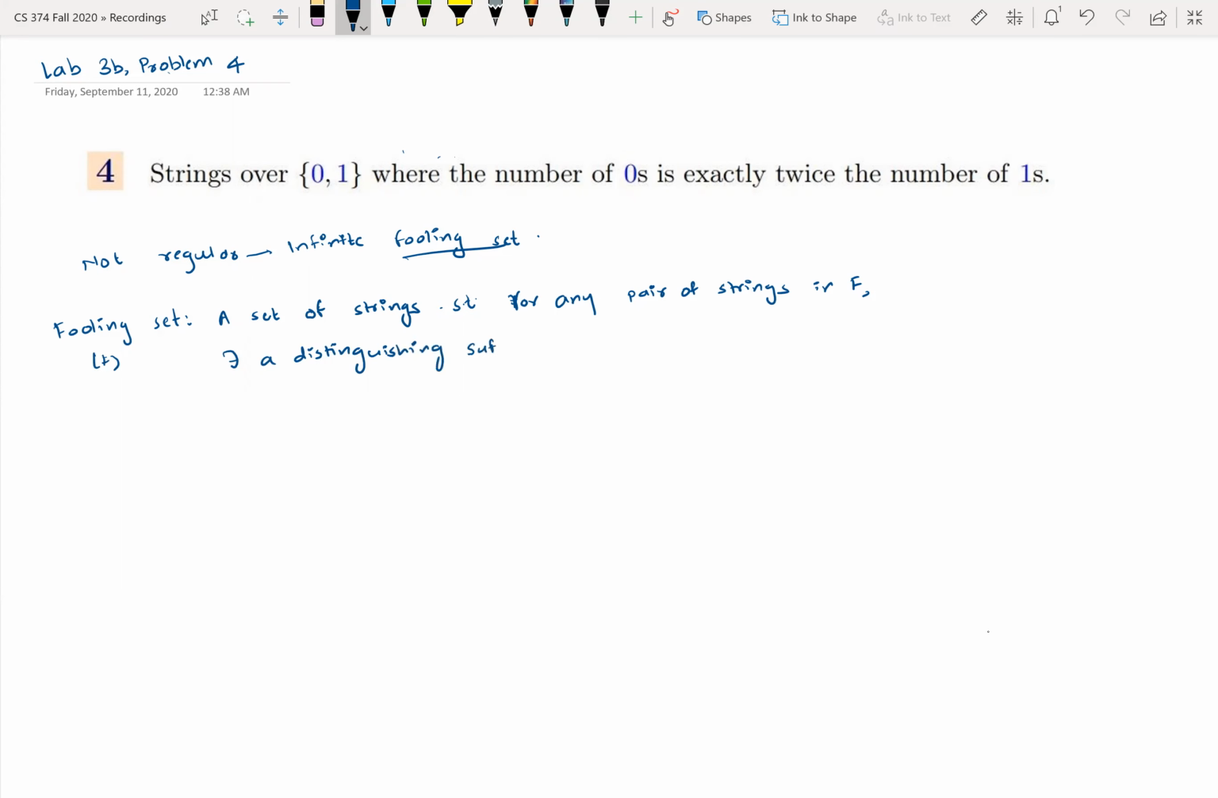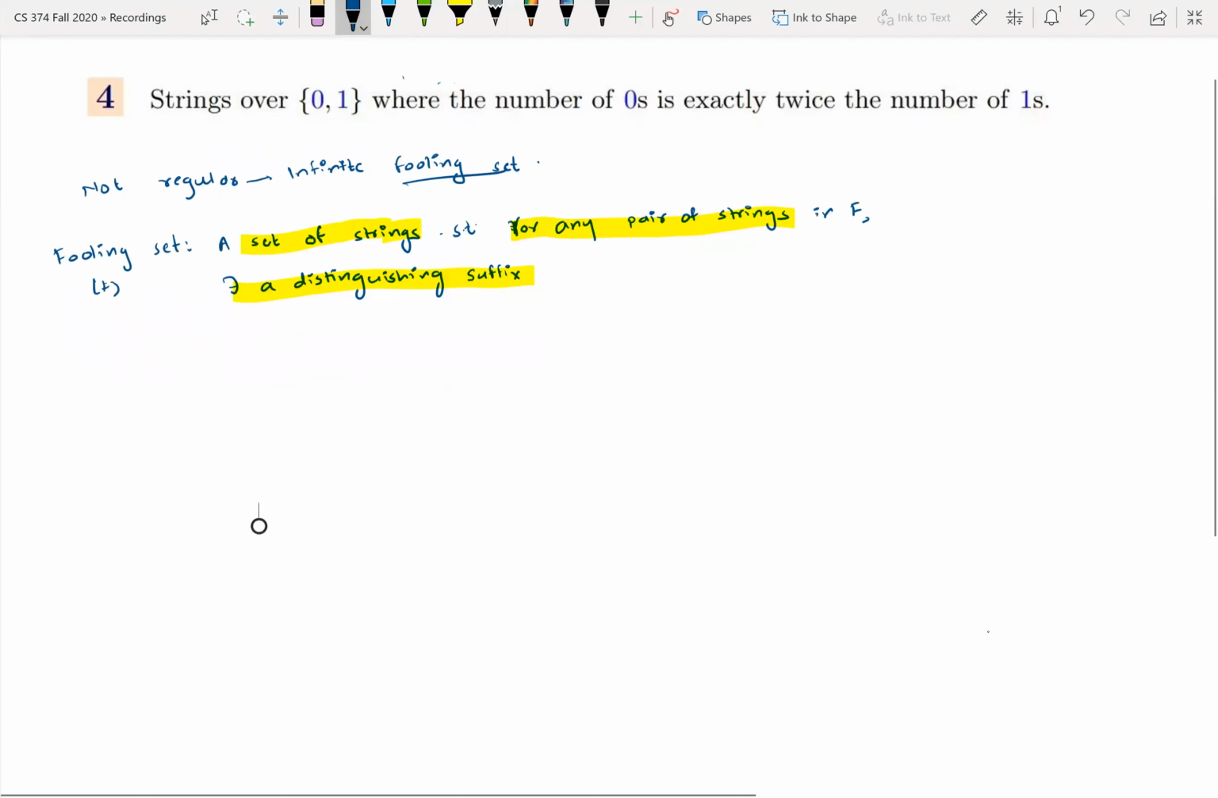So let us parse this definition one by one. The first thing is it is a set of strings. This is easy enough to understand. And what does the set look like? For any pair of strings, we have a distinguishing suffix. The only part that is unclear is what we mean by a distinguishing suffix.